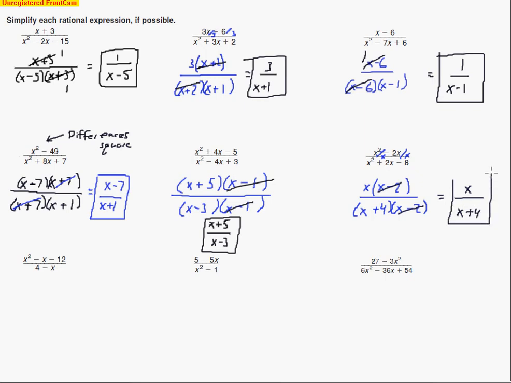So again, the common mistake is people want to cross off these x's, but you can't do that because it's not really x on the bottom. It's 4 more than x. It is x on top, but not on the bottom.